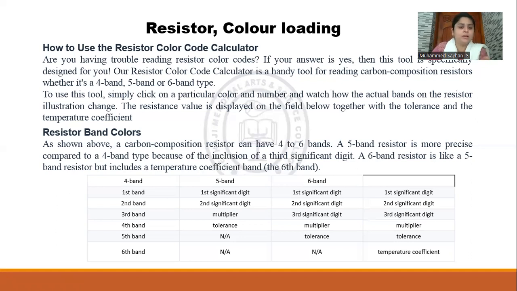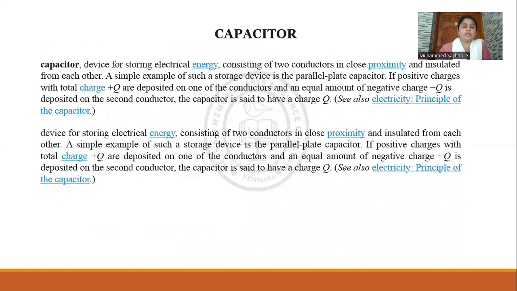Mainly, to find the value of a resistor, we need only 4 bands, including the tolerance value. We need only 4 bands to be identified. In these 4 bands, each band represents a color, which should be remembered.